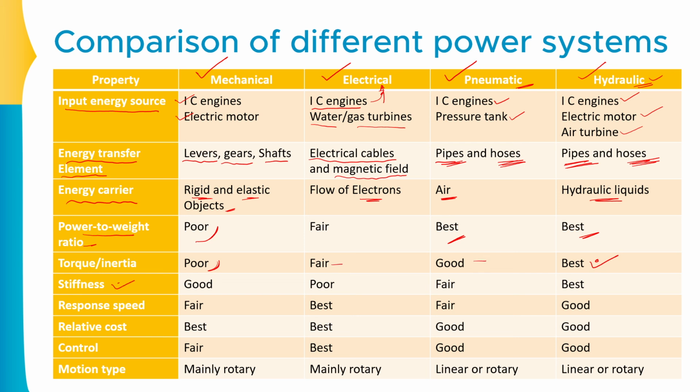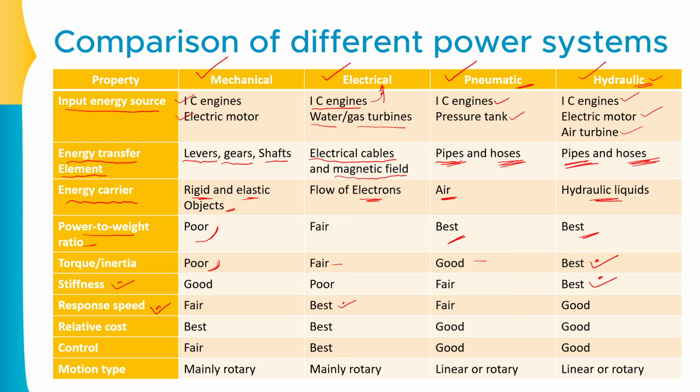When it comes to stiffness, the best systems are always hydraulic systems. The worst system in case of stiffness are the electrical systems, and the other two, the mechanical systems and the pneumatic systems, are okay systems. The response to speed: when it comes to the speed, the response to speed is best in the electrical system. All of a sudden changes are actually being adjusted very quickly by the electrical system. The other systems are actually giving you fair system changes.